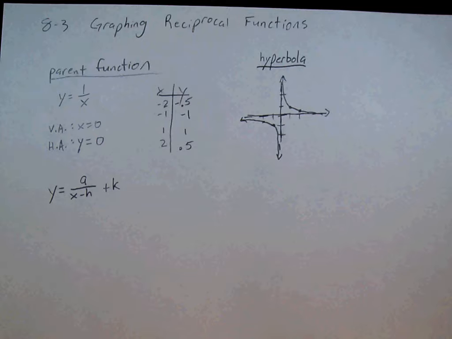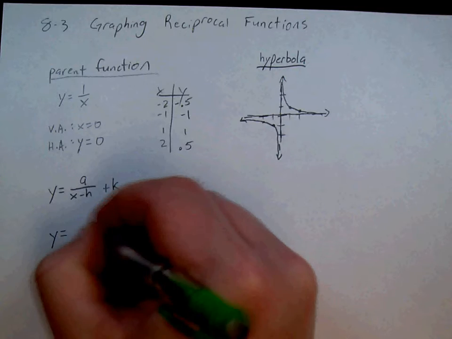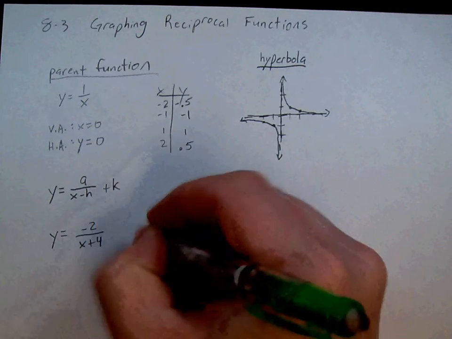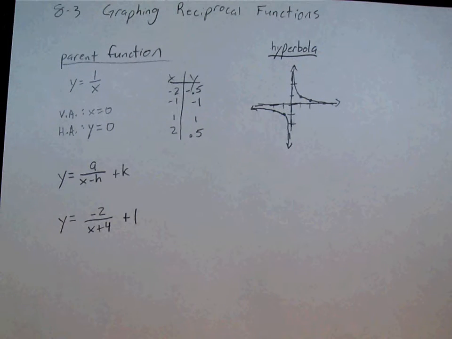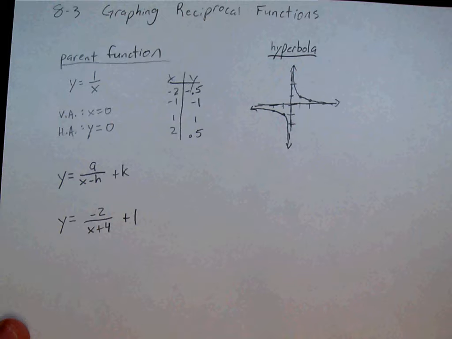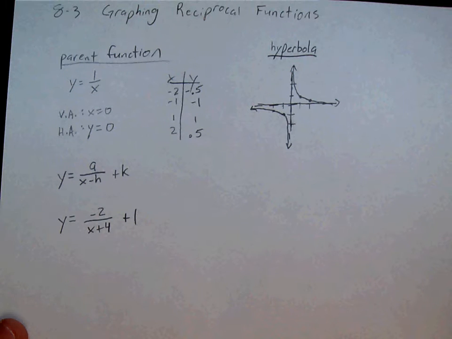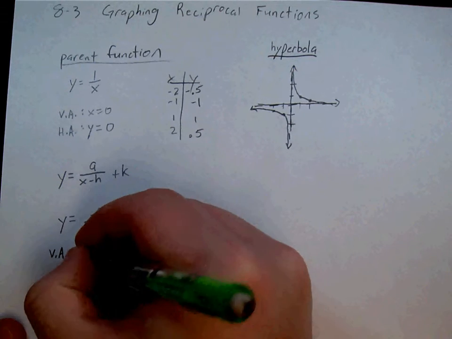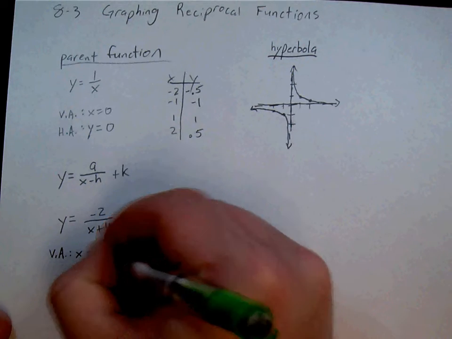So let me give you a problem now. Let's go with y equals negative 2 over x plus 4, plus 1. So if you think about the denominator can never equal 0. If you let x plus 4 equal 0, you would get x equals negative 4. That's your vertical asymptote. So x equals negative 4 is the vertical asymptote.